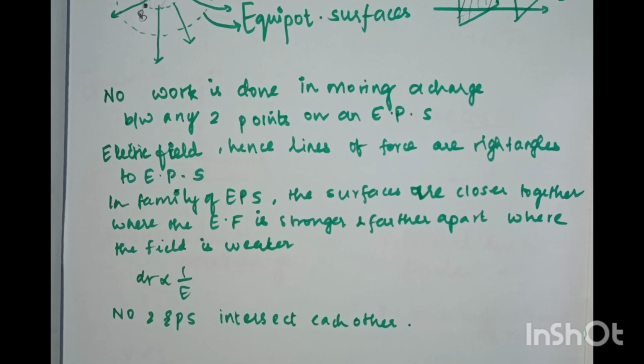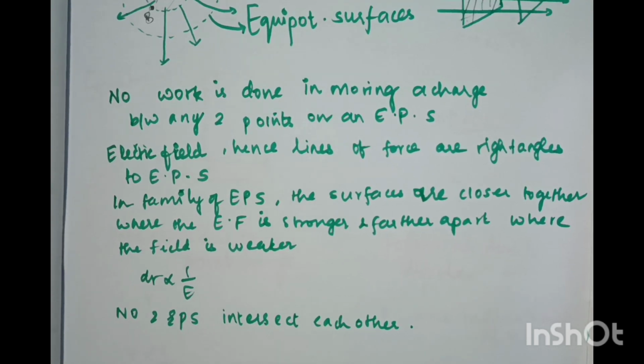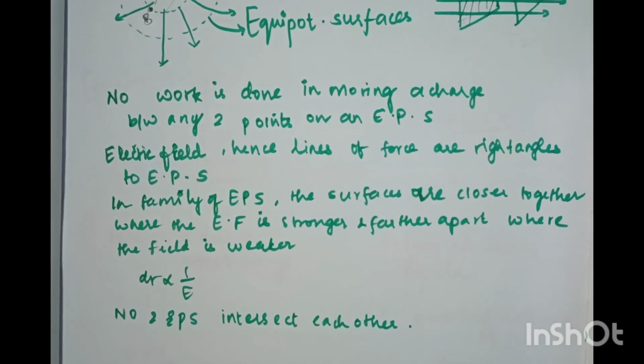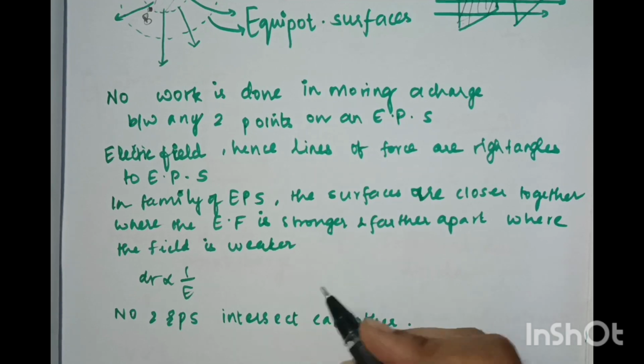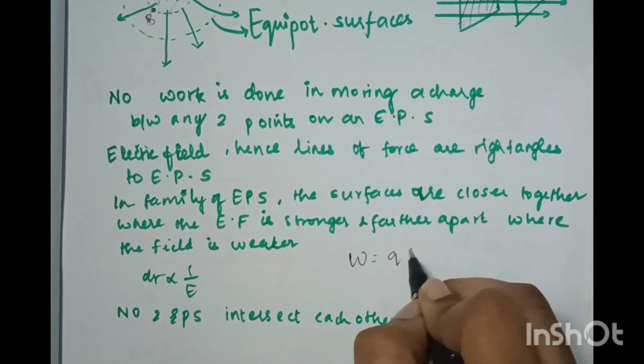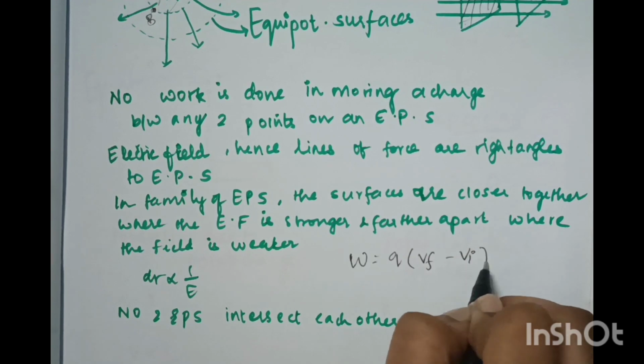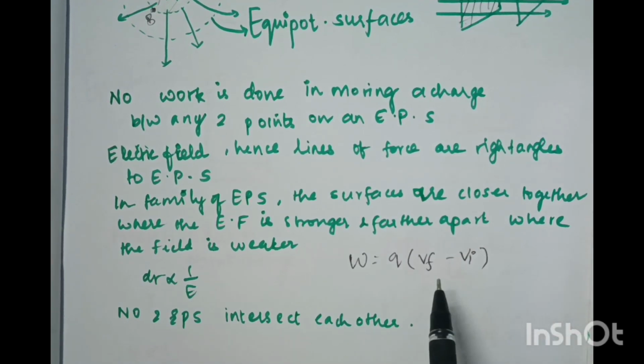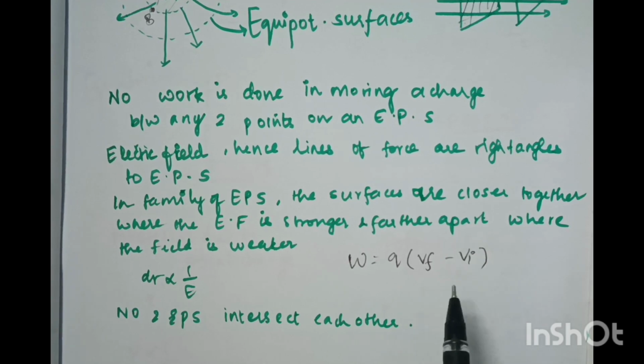Let us learn some points about the equipotential surface. No work is done in moving a charge between any 2 points on the equipotential surface. Actually we know work done equals Q into V final minus V initial. So if we move a charge on the equipotential surface, then we know on the equipotential surface the potential is the same everywhere. So V final will also be the same value as that of V initial. So W will be equal to Q into V final minus V final, that is 0 only. So the work done will be 0, because there is no change in potential.